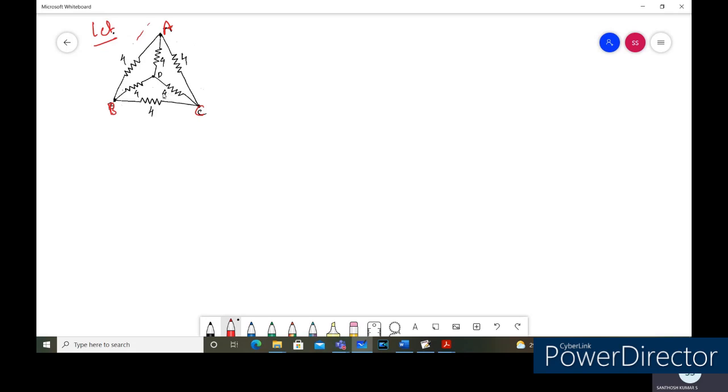What we'll do is consider the star part of the network and convert it into the delta form. The star network consists of the 4 ohms between the terminals A, B, and C, and we are going to convert it into the delta network. This is node A, node B, and node C.